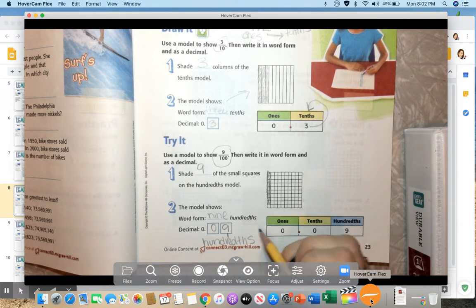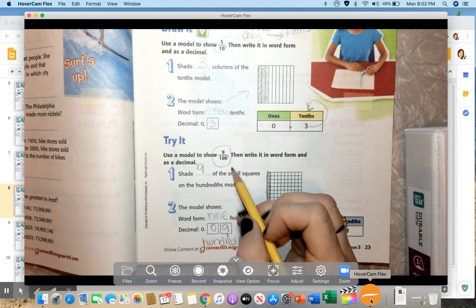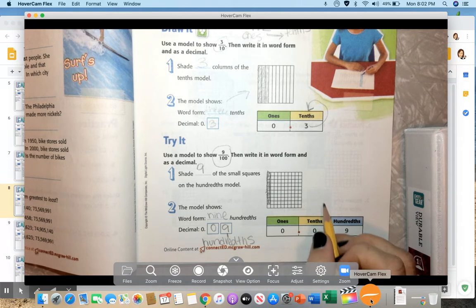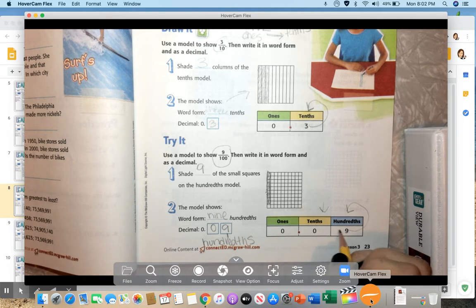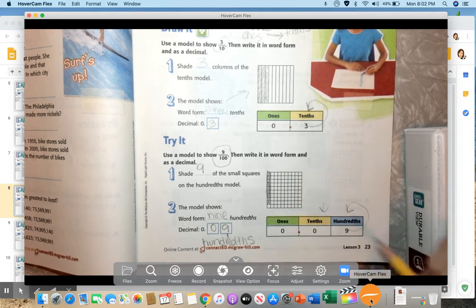Okay, so again, the fraction is 9 out of 100. That means that if I wrote it as a decimal, it would be a 9 sitting in the hundredths place, which I have right here. So look at this, 9 in the hundredths place. I don't have anything in the tenths because it wasn't 29 or 39. It was just 9 in the hundredths. And I can represent that as a model by shading 9 out of the 100.